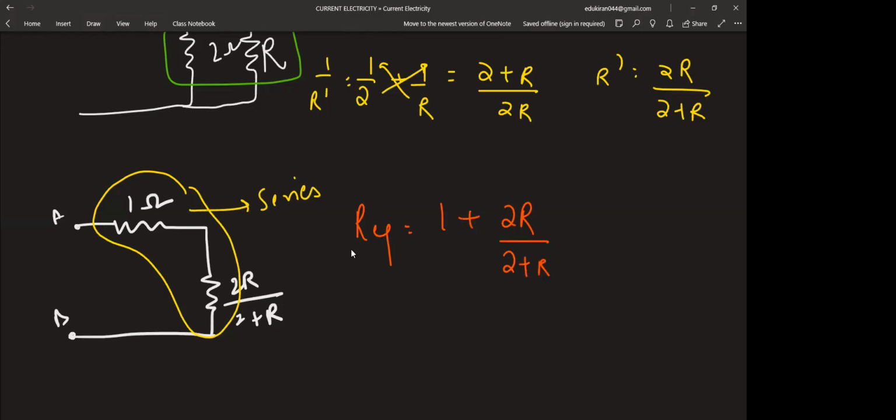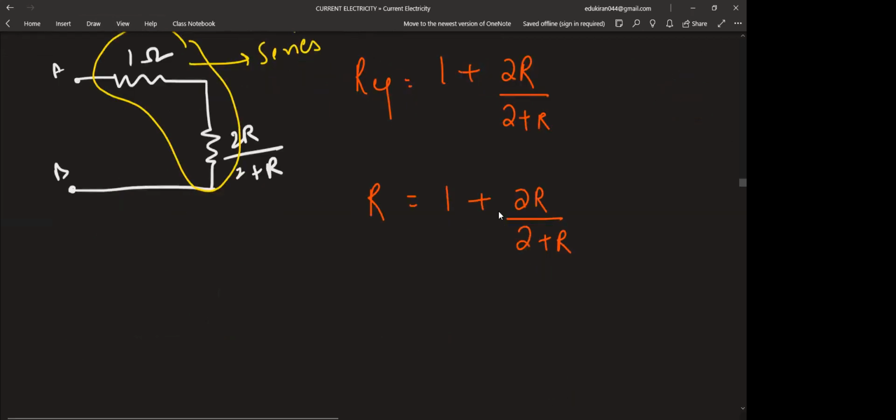And what is this R equivalent equal to? It is equal to R. So R is equal to 1 plus 2R divided by 2 plus R. Now this is an equation where I have to find out the value of R. So let's cross multiply. First, let us take the LCM here only. This is R. This is 2 plus R plus 2R divided by 2 plus R.